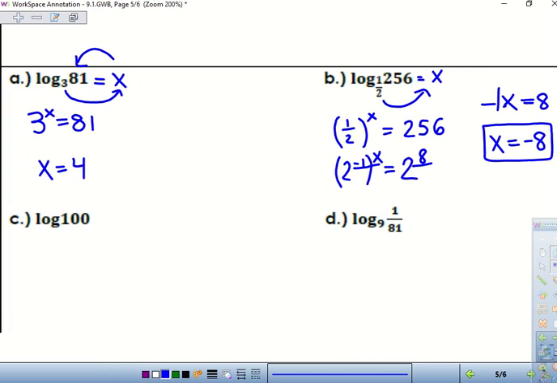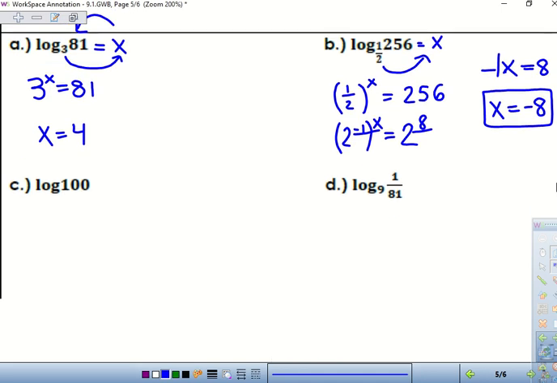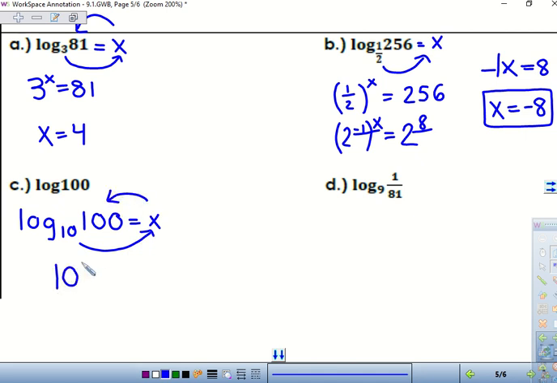All right. Next one. What do you notice my log is missing here? A base. So what did we say the implied base is? 10. Now that you put in the implied base, you're going to set it equal to a variable. You can also use y or z. So what would x have to be here? 2. So this is equal to 2. If you did it in your calculator, which you'll learn about, it's going to come out to be 2.